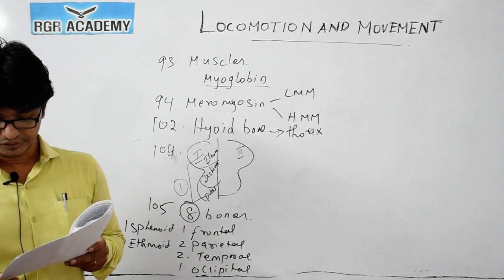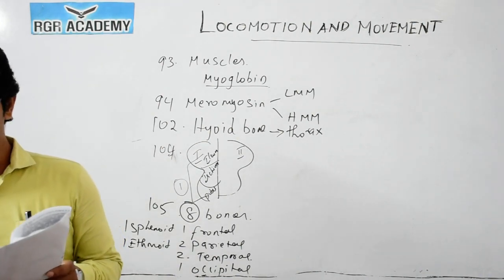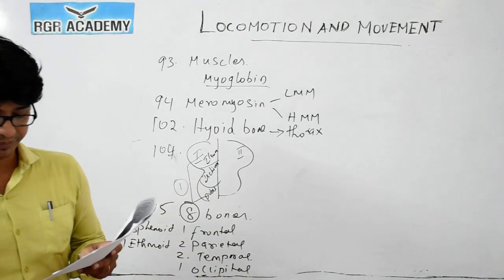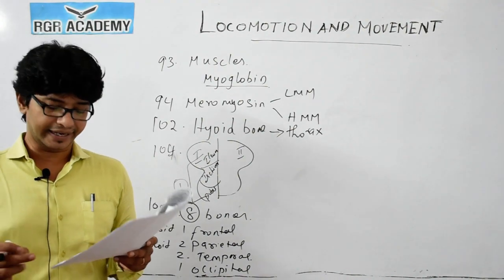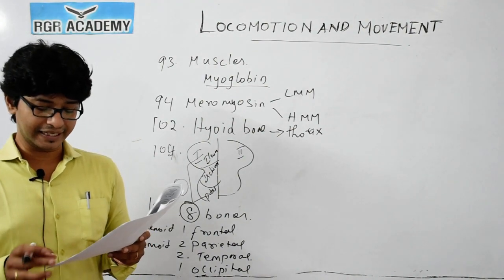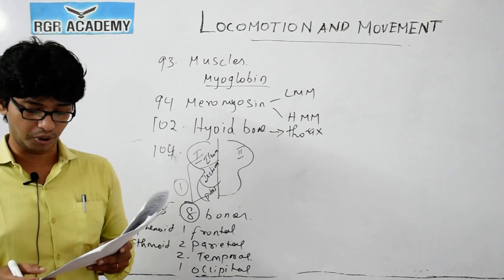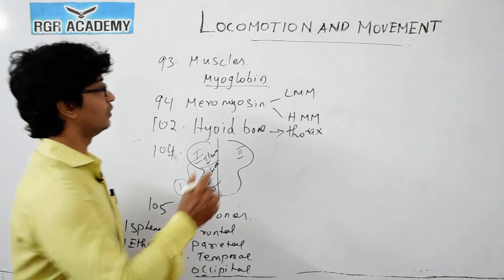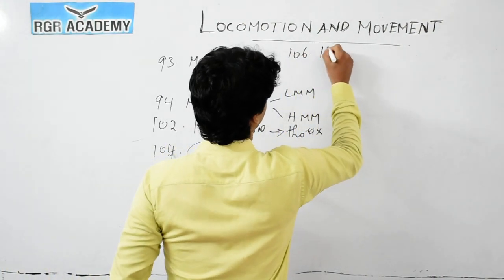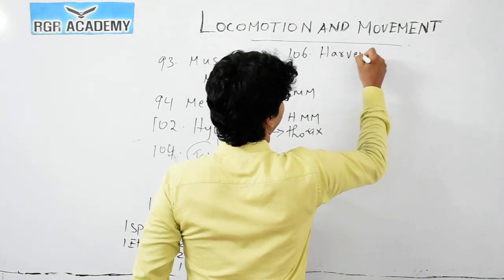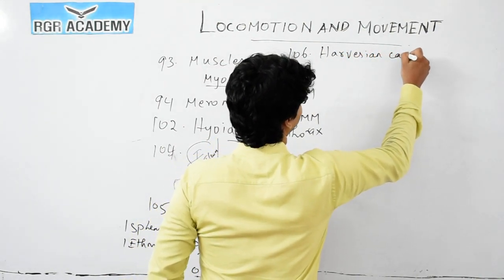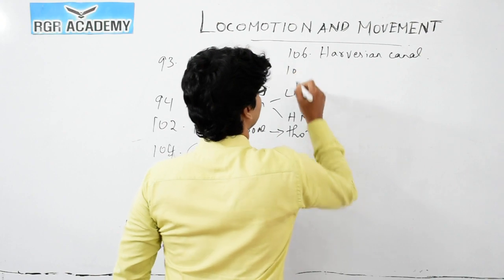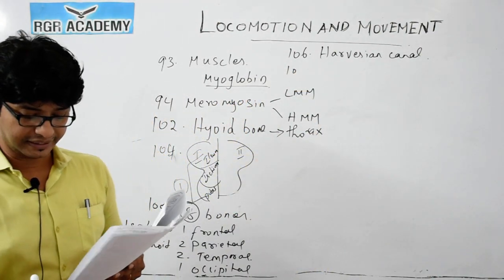Next question, 106. The matrix of bone and cartilage can be distinguished by the presence of a canal. This canal is called the Haversian canal. So option 1, Haversian canal, is the correct answer for 106.